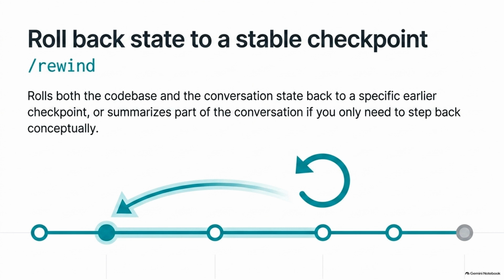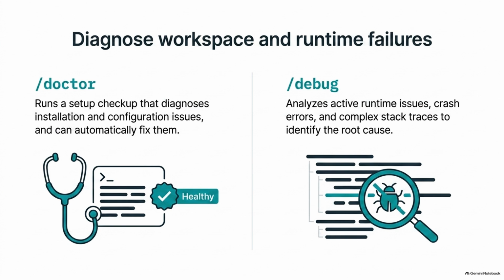It rolls both the codebase and the conversation state back to a specific earlier checkpoint. You can see that on the timeline, jumping back to an earlier point. If you don't need a full rollback, you can also use it to just summarize part of the conversation, stepping back conceptually without touching any code. /doctor runs a setup checkup on your installation and configuration, and it can automatically fix issues it finds. The goal is a clean, healthy status like you see here.